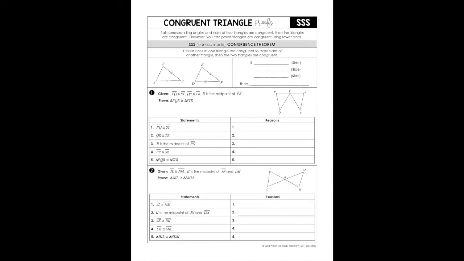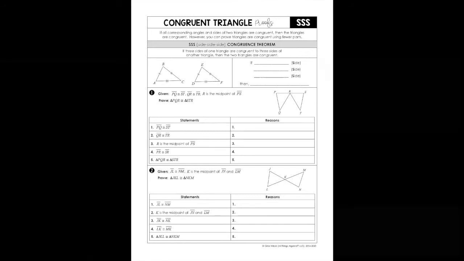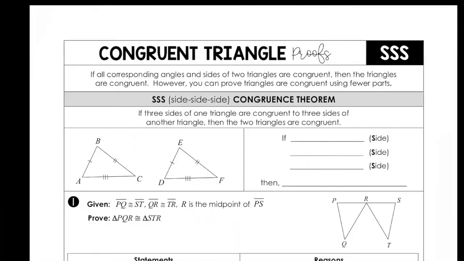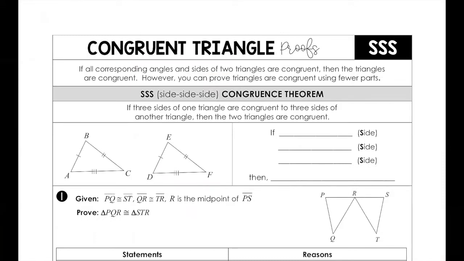We already talked about what makes a triangle congruent. Okay, so in our triangles, how many corresponding parts were congruent? 3 angles and 3 pairs of sides.